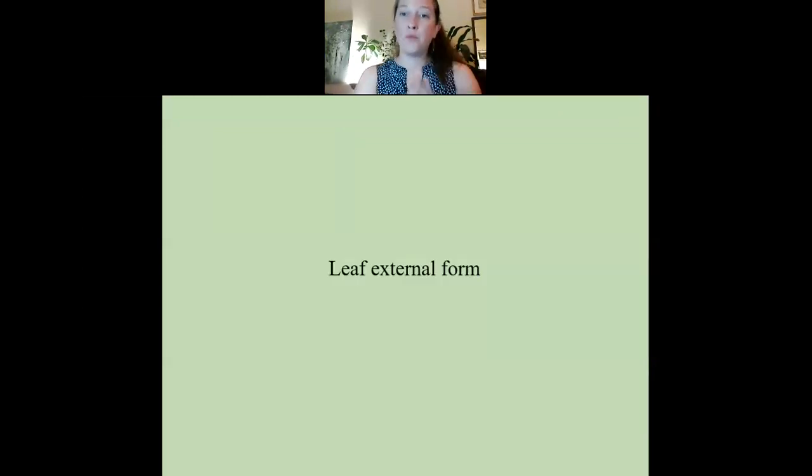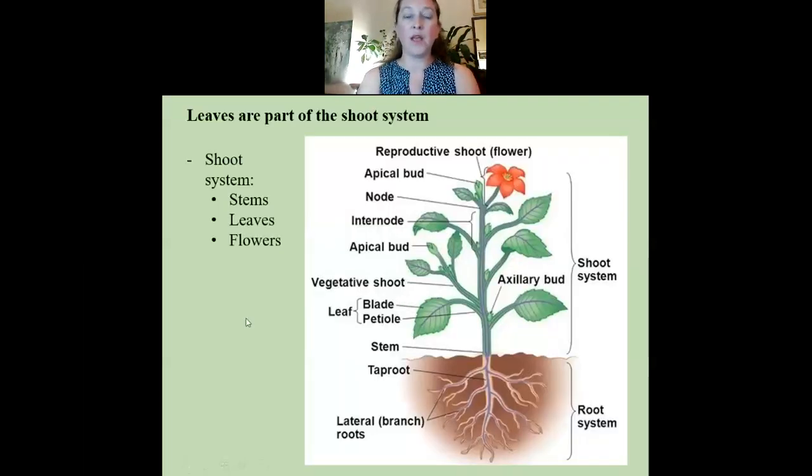So what are the two most important functions of the leaf? Photosynthesis and transpiration. Now let's talk a little bit about the external form of leaves. So leaf external form. Leaves are part of the shoot system, right? We kind of talked about the root system and the shoot system and the vascular system during the stem lab, right? And so the shoot system has stems, leaves, and flowers, right?